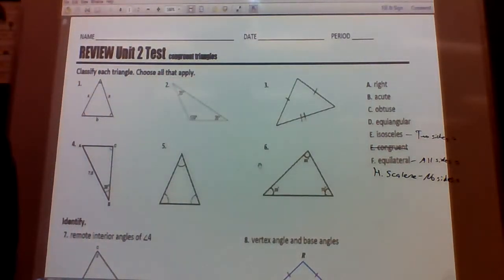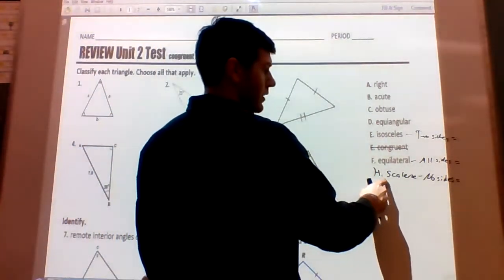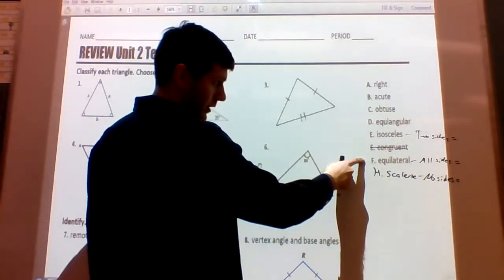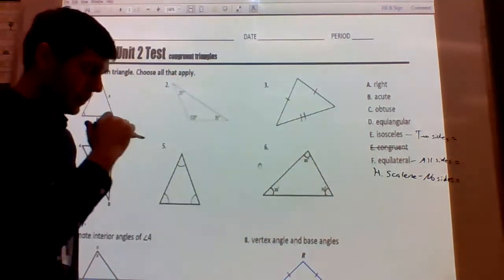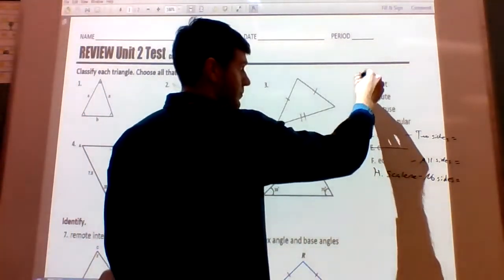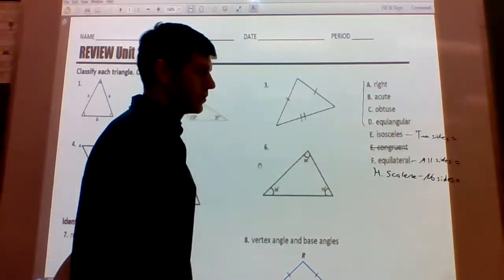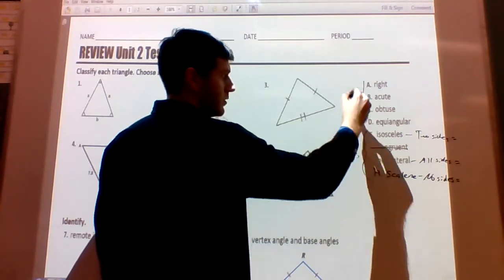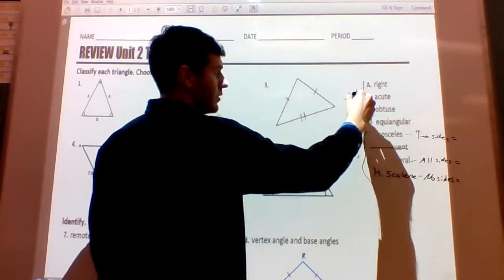So if we have a scalene triangle, all the sides are different lengths. None of the sides are the same length as the other sides. If we have equilateral, all the sides are the same length. If we have isosceles, 2 of the sides are the same length. Okay, then we can classify by angles. So these are classifications by sides. These are classifications by angles.